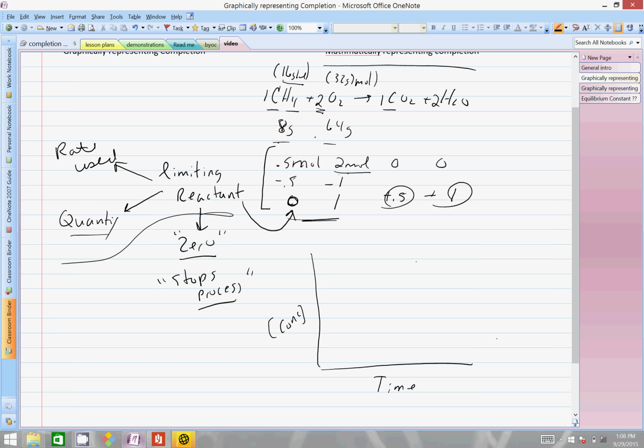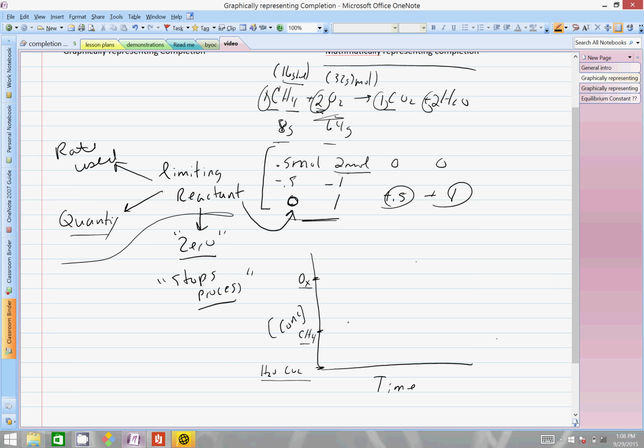Let's just say I have this amount of oxygen, and then a quarter as much of the methane, CH4. As far as my products go, my CO2 and my H2O are both sitting at 0. As the reaction proceeds, I start losing and gaining things based on my stoichiometric ratio. The rate at which I'm losing my O2 would be the same rate I'm gaining my H2O. So I would be losing the O2, losing CH4, and gaining these guys.